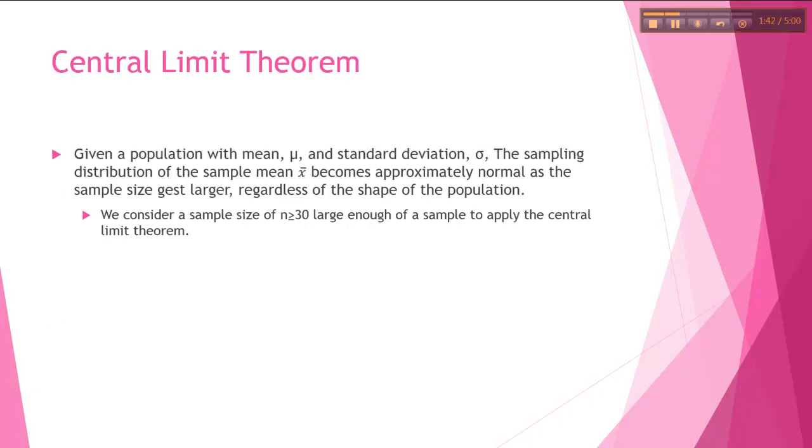When we talk about this, we have to talk about the central limit theorem. Given a population mean mu and standard deviation sigma, the sampling distribution of the sample mean x bar becomes approximately normal as the sample size gets larger, regardless of the actual shape of the population. We consider a sample size n greater than or equal to 30 large enough to apply the central limit theorem. I'm going to give you examples about how this works, but this is all the theory behind it.